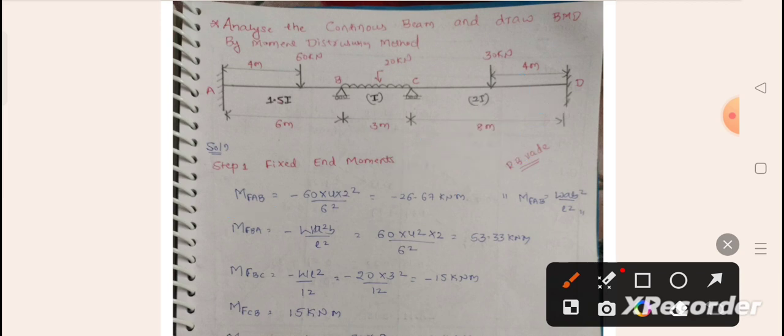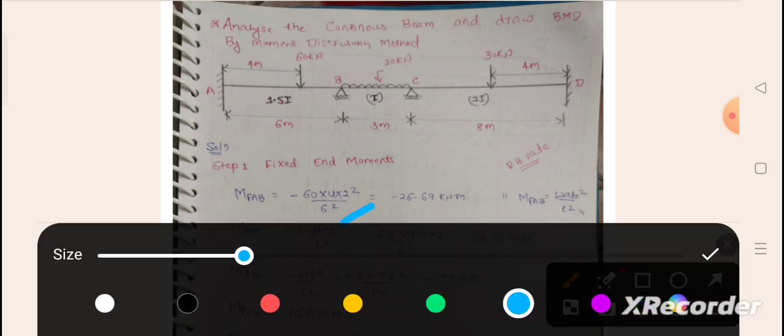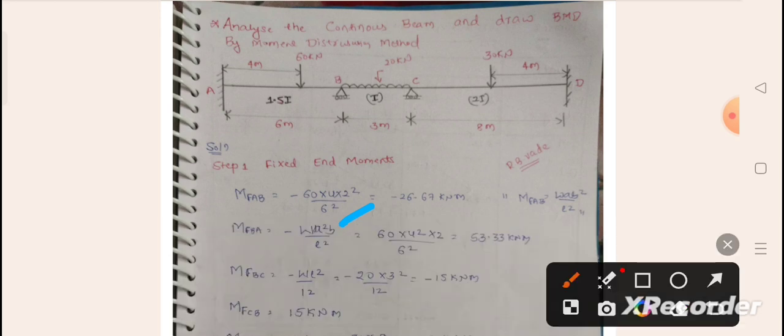Next, I'll go for MFBA. For MFBA, the formula will be WA square B by L square. That is the formula. If you substitute the values accordingly, we are getting 53.33. So this is the value you are getting.